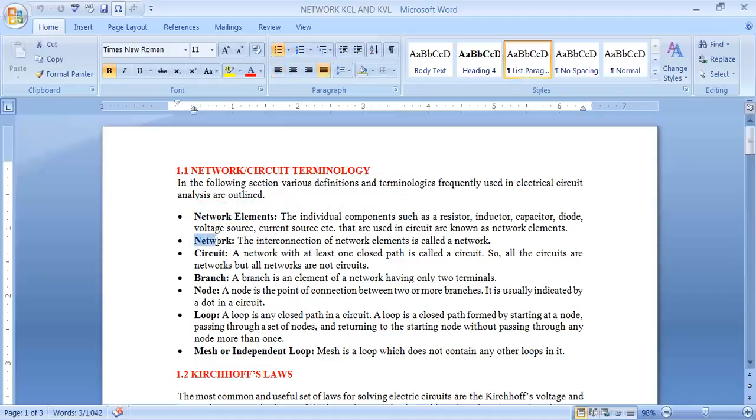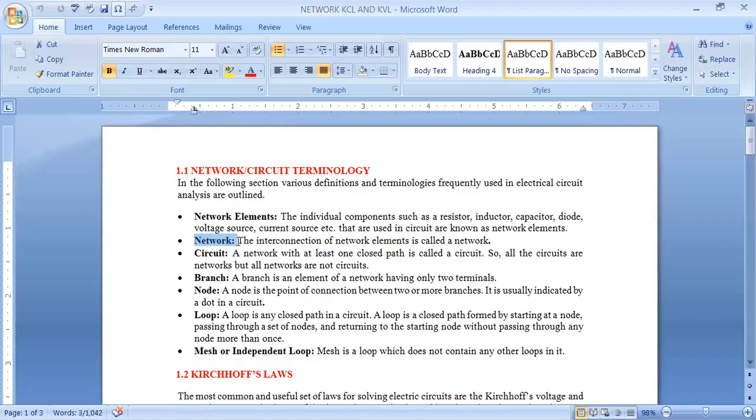Now I go for the network. What is the network? The interconnection of network elements is called a network. So we have to connect all in such a way that there should be a link, an interconnection between the elements. It's called a network.